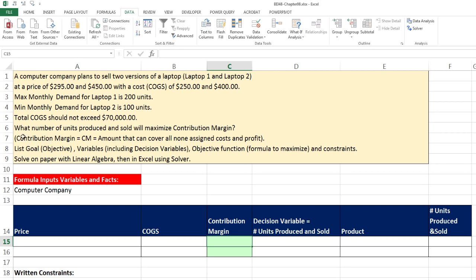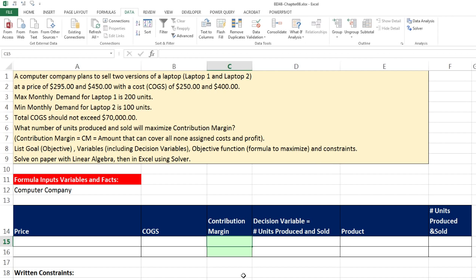Now, our goal is what number of units produced and sold will maximize contribution margin. And contribution margin is just sales minus cost of goods sold. Whatever that amount is can contribute to other expenses and profit. Now, we're going to have to, just like we did last video, list our goal, our variables, including our decision variables, list our objective function and the constraints.